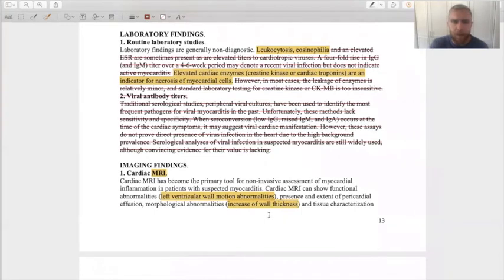Lab findings are non-specific. If you see a high white count, then you're thinking bacteria, maybe fungi. White count won't be that high in a virus. Eosinophilia clues you into a drug reaction. If you see a lymphocytosis in the blood specifically, not a neutrophilia, then you know it's probably a viral infection or an autoimmunity, and either of those can cause a cardiomyopathy.